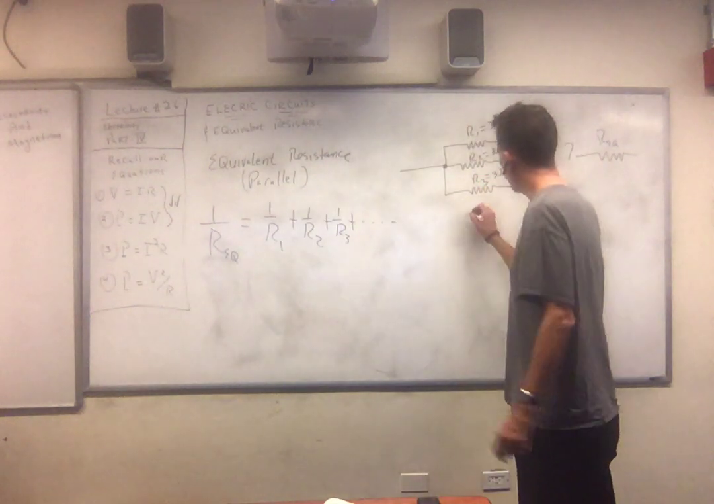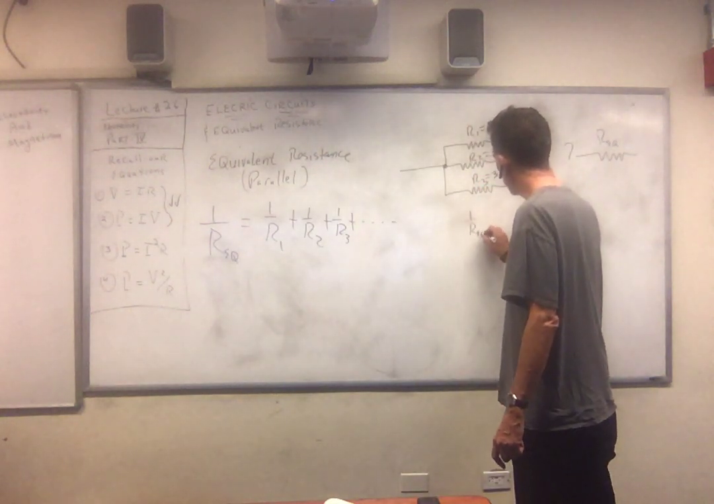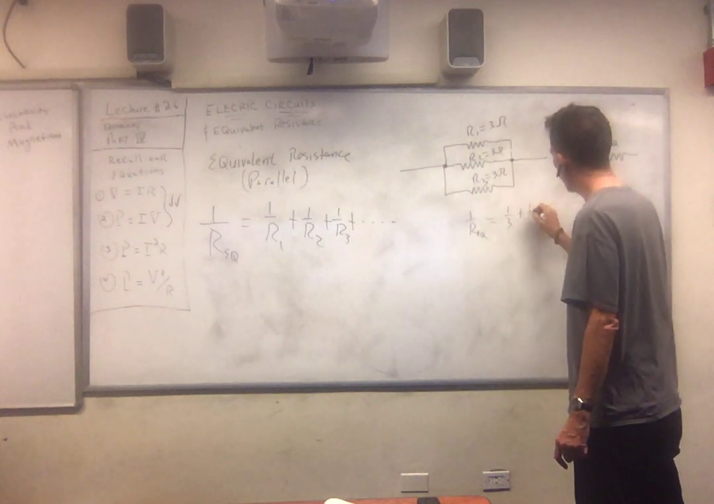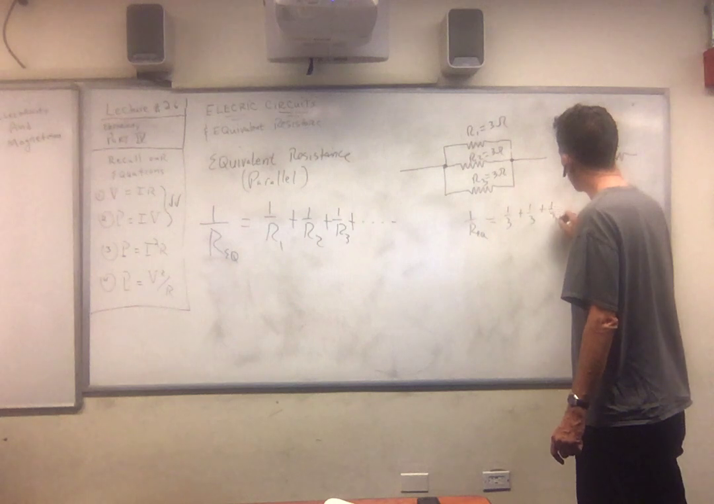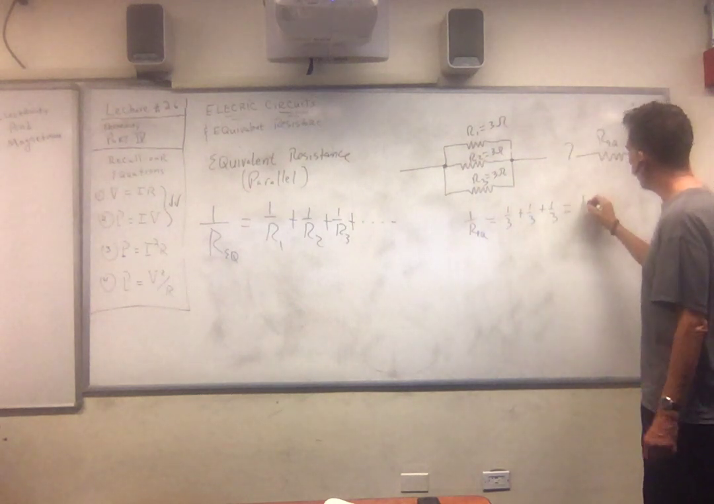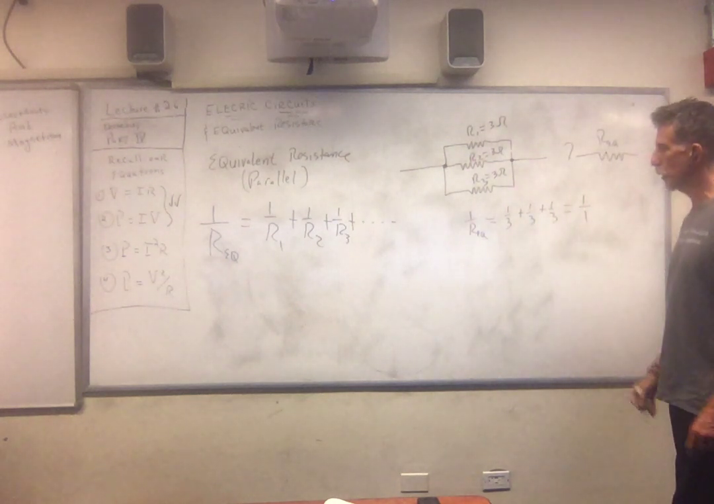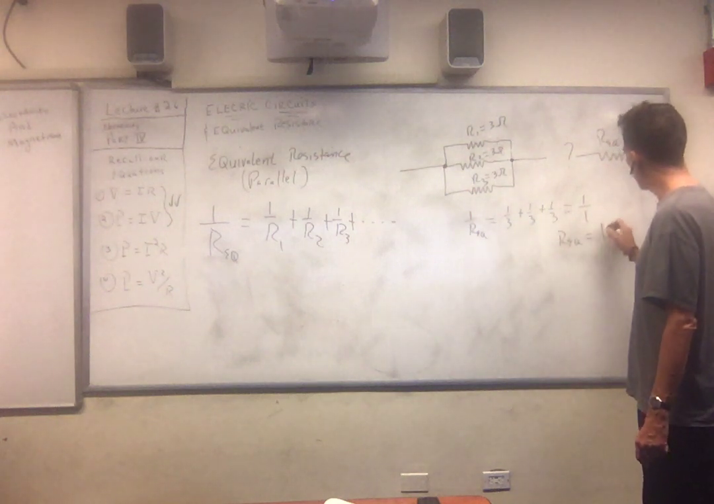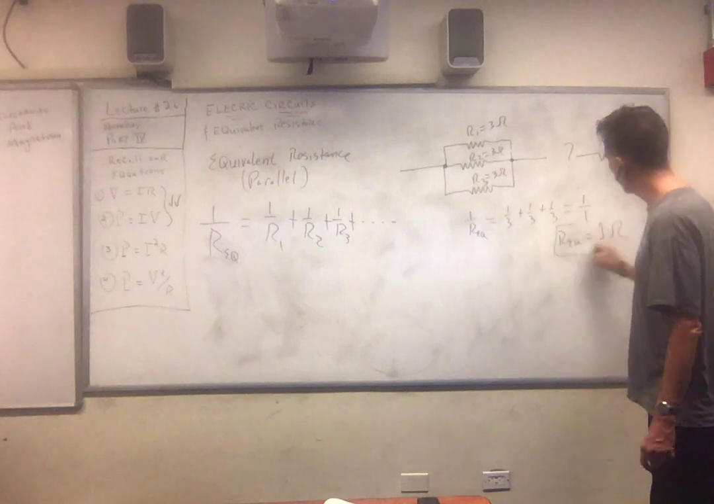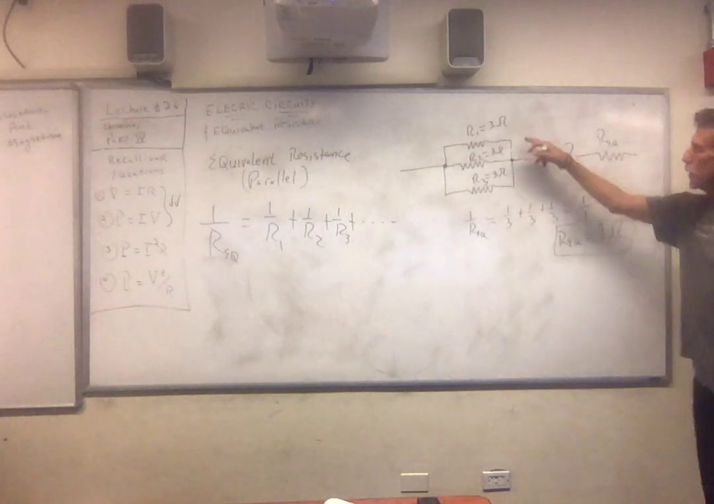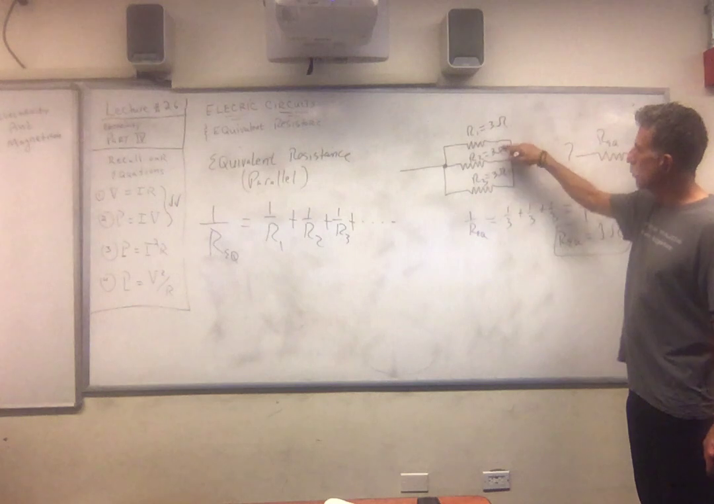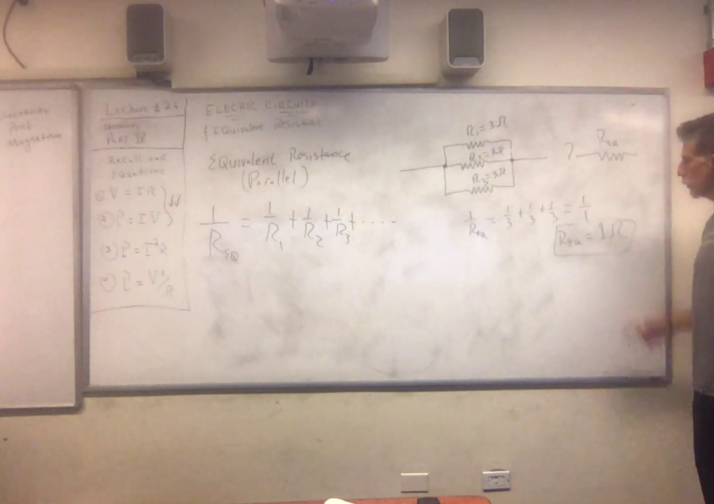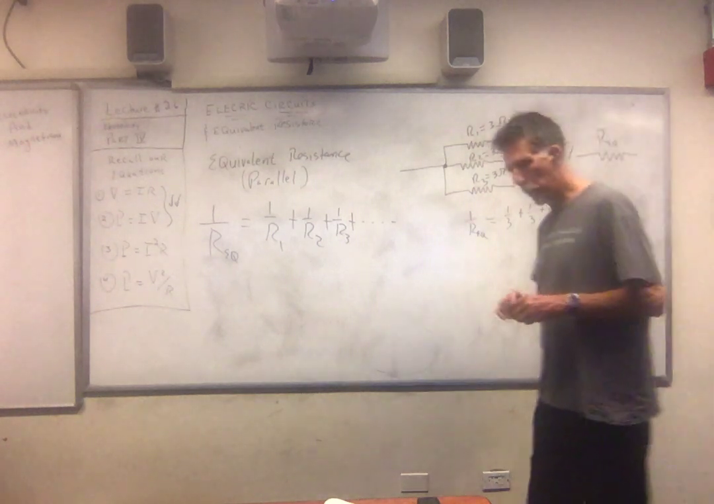So our rule says 1 over R equivalent is equal to 1 over 3 plus 1 over 3 plus 1 over 3, which is just 1, or 1 over 1. R equivalent then is just equal to 1 ohm. So these 3 ohm resistors in parallel are equivalent to a single equivalent resistor equal to 1 ohm.